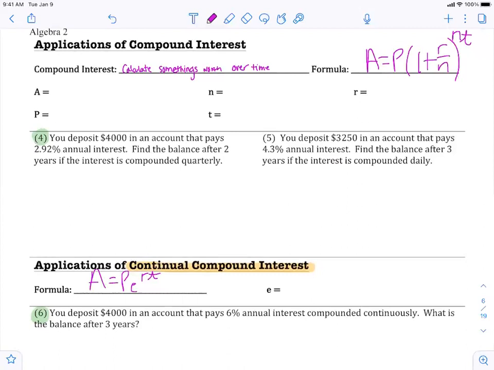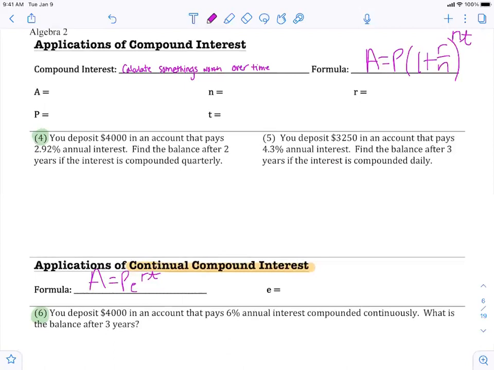And this is more like if you're saving something. So if you look at the first example, it says you deposit $4,000 in an account that pays 2.92% annual interest. Find the balance after 2 years if the interest is compounded quarterly. So this is kind of assuming, for example, you have this money, you're going to invest it in this account, and how much money is going to be in there if you don't touch that $4,000?